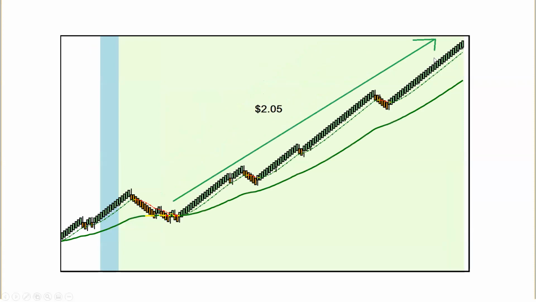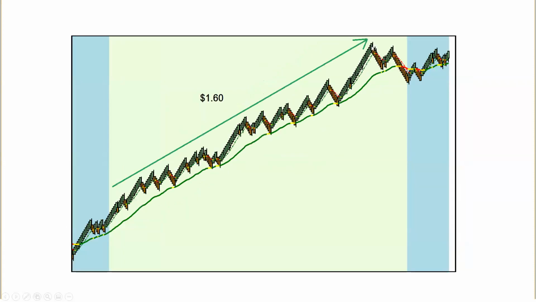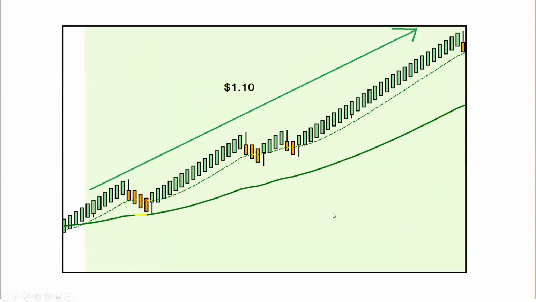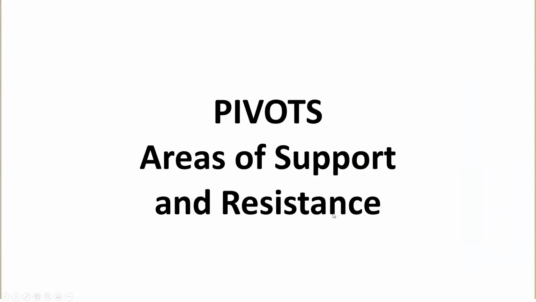Here's 205. Here's a $1.60. And we don't care if there's a retracement to mean. As long as everything stays in alignment, we're going to continue to stay in the trade. Now, I don't have the 3-line here, but we're going to put it all together. I'm going to go through these really quickly now.